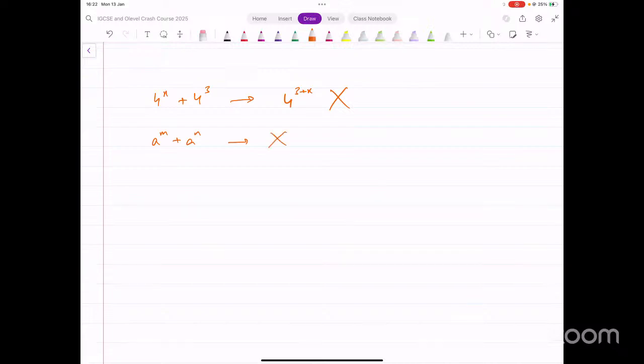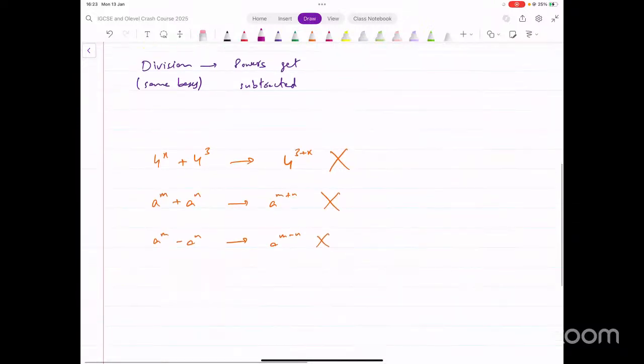And similarly, a raised to power m minus a raised to power n, that also does not give you anything. So if you do something like this, a raised to power m plus n, or a raised to power m minus n, that would be wrong. You cannot do it like this.